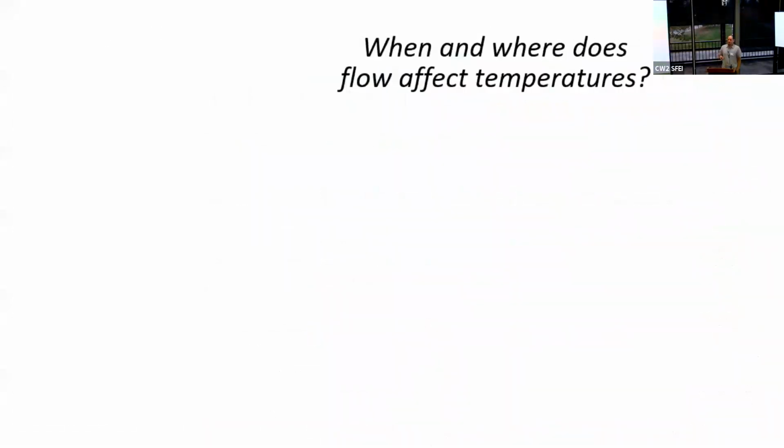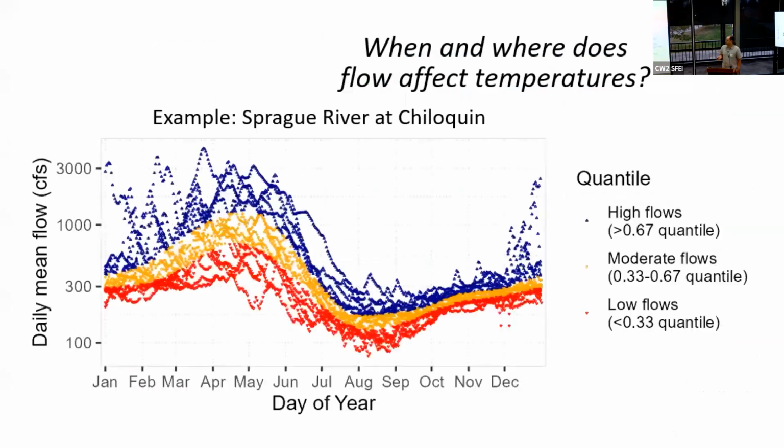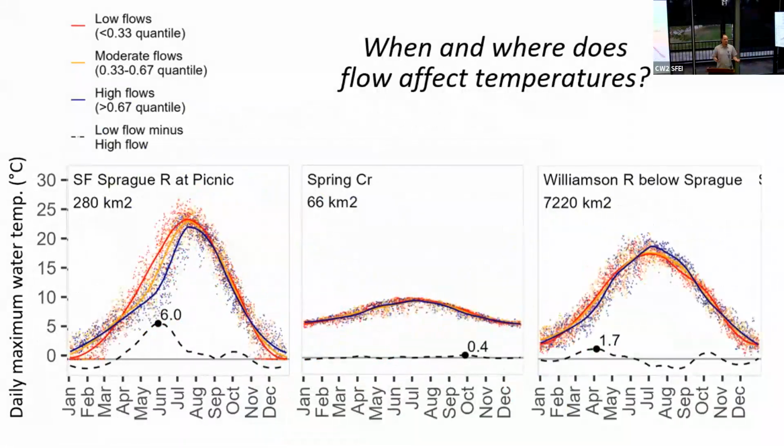So our first research question is, where and when does flow affect water temperatures? So to do that, we took all of the flow gauges that we had and we plotted them by day of the year. So here's an example for Sprague at Chiloquin. And for every day of the year, we split the flows up into, for that day of the year, what's a high flow, what's a medium flow, and what's a low flow. Then we go through and we mark all of our days according to this, and then we can plot the water temperature data according to what flow condition that it is.